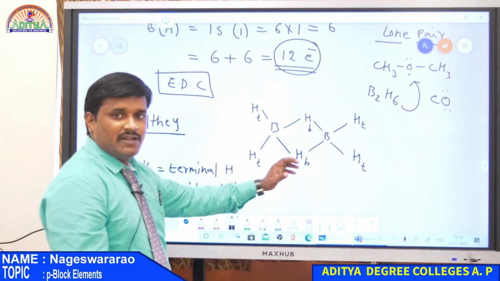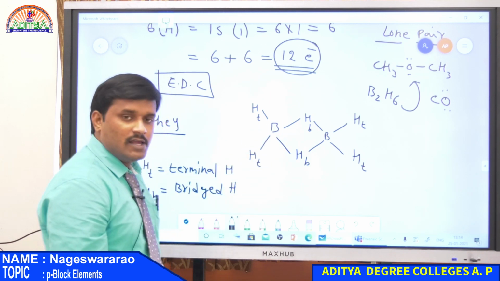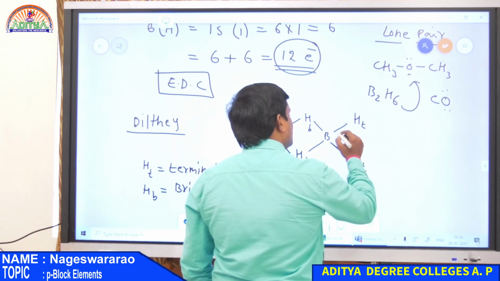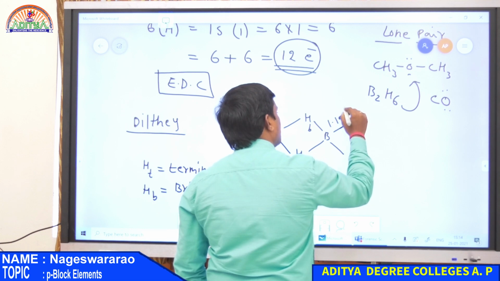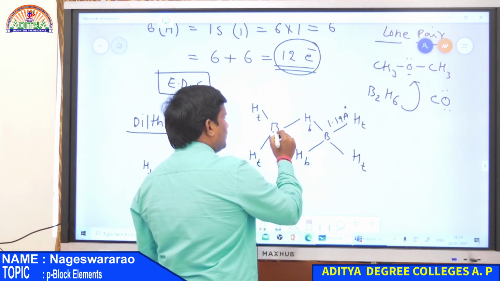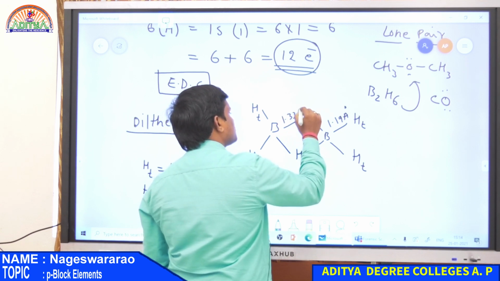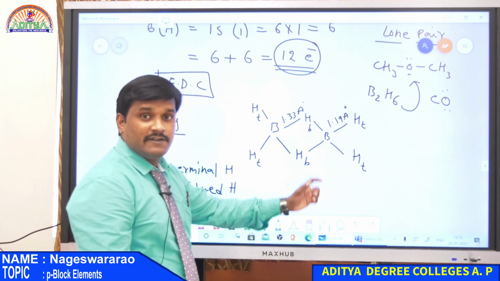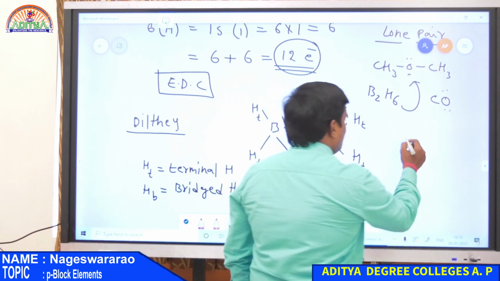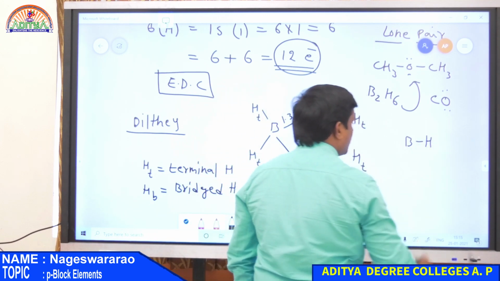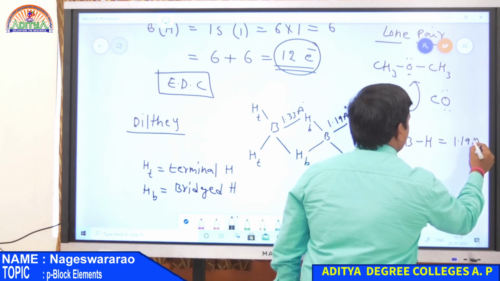Therefore, diborane has two different sets of hydrogens, 4 terminal hydrogens and 2 bridged hydrogens, where the bond length between B and terminal H is 1.19 angstroms, whereas the bond length between boron and bridged hydrogen is 1.33 angstroms. So there is a difference in bond length between hydrogen and boron. In general, the boron hydrogen bond length in normal compounds is 1.19 angstrom.